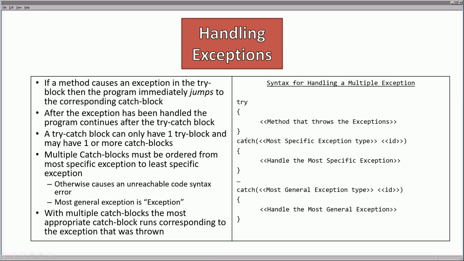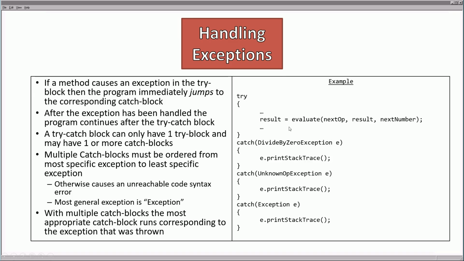So this is a try, but notice that we can have multiple catch blocks, where we need to order it from the most specific exception to the most general or the least specific exception. Now, with our running example, we know this method evaluate could throw a DivideByZeroException, an UnknownOpException, but notice we have the most general exception right here called Exception. We needed to put this exception last because, as we know, DivideByZeroException extends the type Exception.